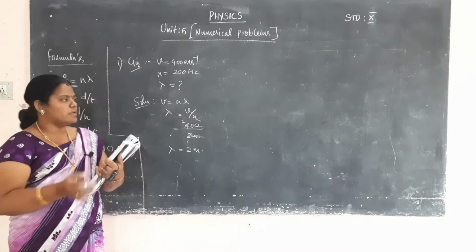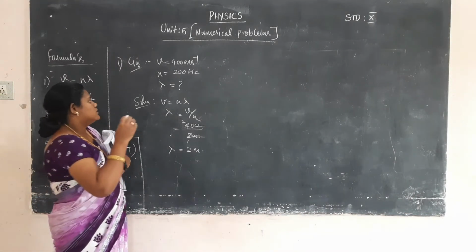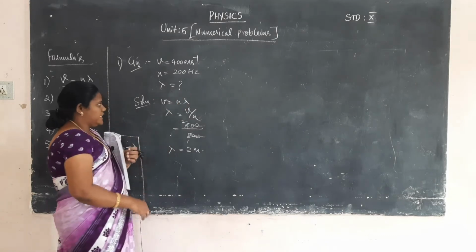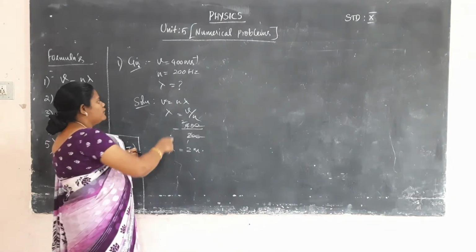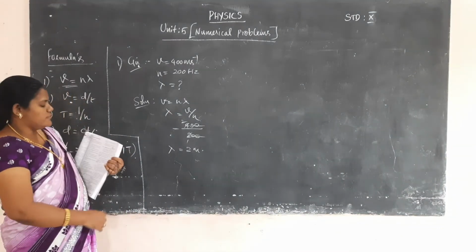So the frequency value and the velocity value will be given. We have to take the formula and put in the values for velocity and frequency, and we can easily find the wavelength. This is the first problem.